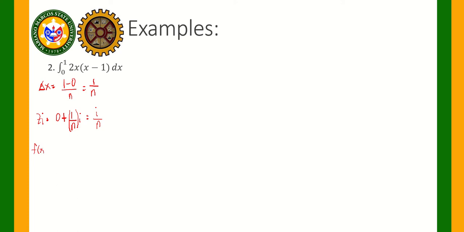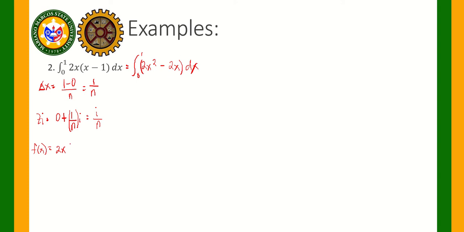Since f of x is equal to 2x times (x minus 1), simplify muna natin to para mas maging madali. So 2x times x is 2x squared, 2x times negative 1 is minus 2x, limits from 0 to 1. Of course, yung dx natin.